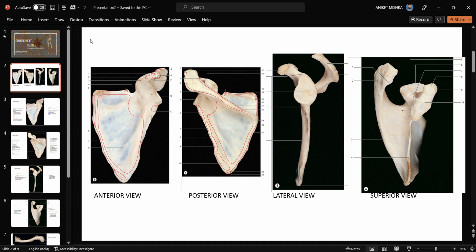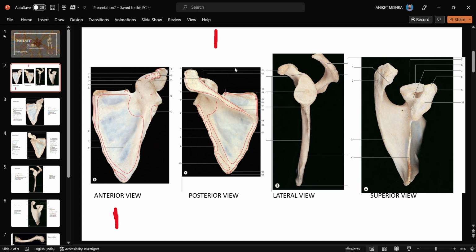When we talk about the scapula, we have to know that it has two surfaces. The first one is the costal surface and the second one is the dorsal surface. The costal surface is the surface which lies toward the costal cartilage or toward the rib. This is the anterior surface, known as the costal surface. The dorsal surface is the surface which lies posteriorly to our body.